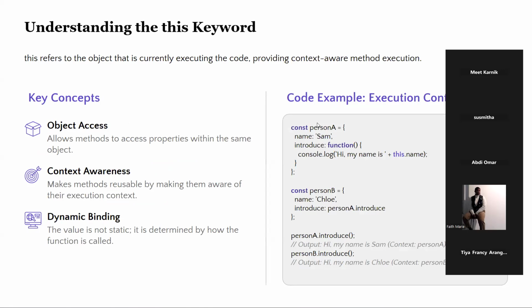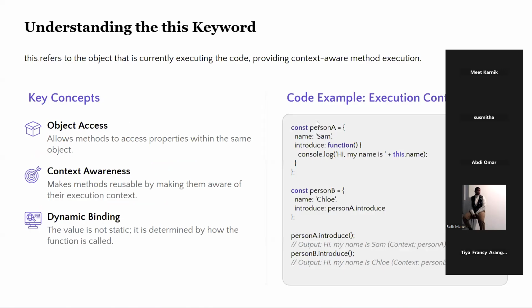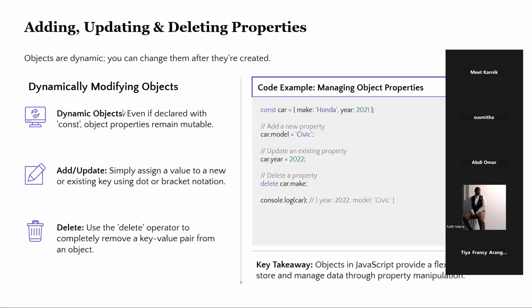Okay, so far we've seen how objects store data and behavior. So next we're going to take a look at how JavaScript can check if a property exists on an object using the in operator. Sorry, this is the this operator.